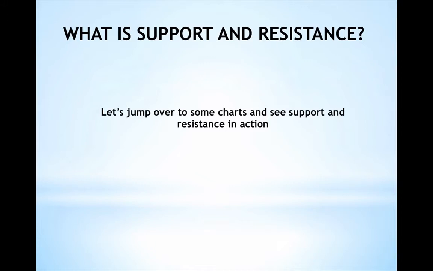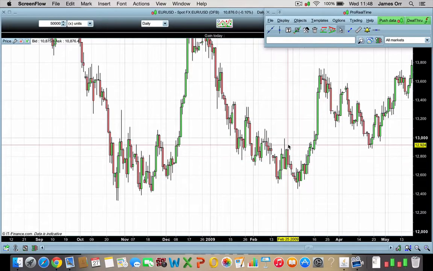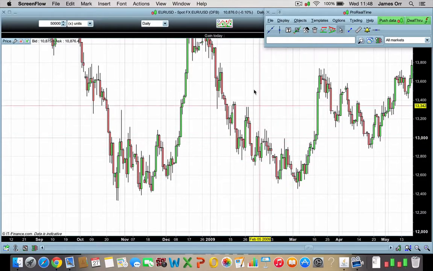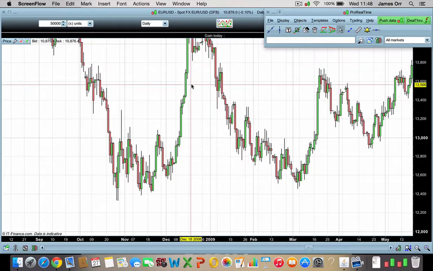Now, let's jump over to some Forex charts and I'll show you it in action over different time frames and charts. Okay, so we're on the Euro US dollar Forex pair. I've got this set to the daily time frame, and what I want to do first of all is just show you the basics, explain why support and resistance is created.